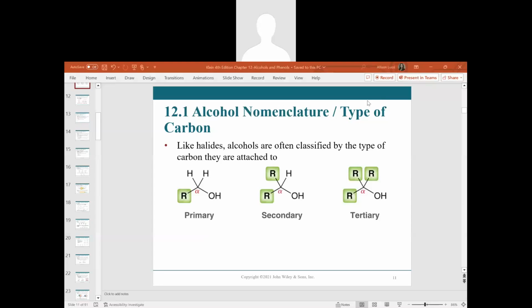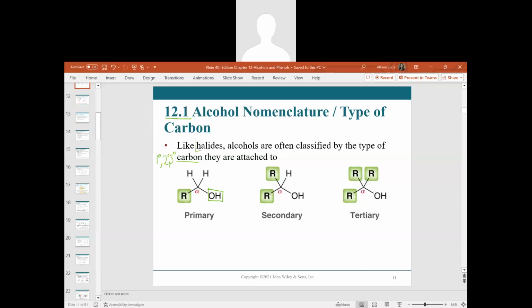In this video, we'll take a look at the second half of section 12.1 that covers alcohol nomenclature, because there's quite a bit to cover between alcohols and phenols. And we also can classify alcohols depending on the type of carbon which the hydroxyl group is attached to. And by the type of carbon, I mean, is it a primary carbon, a secondary, or tertiary carbon?